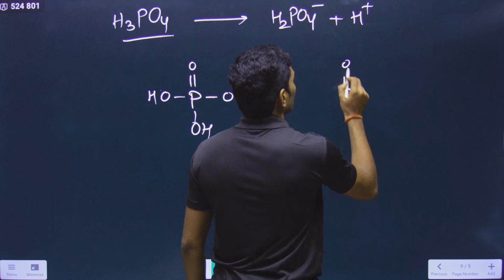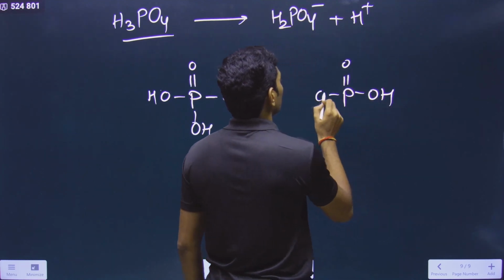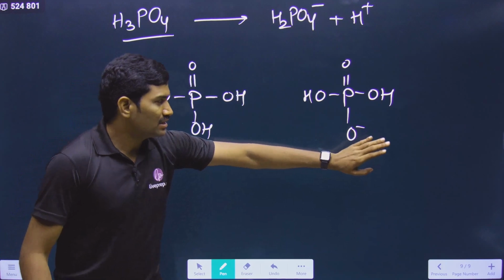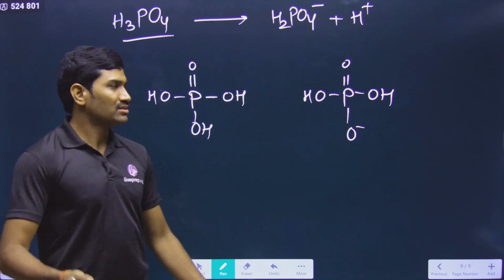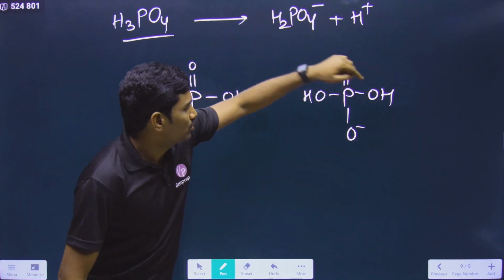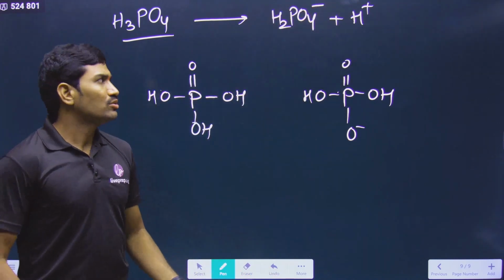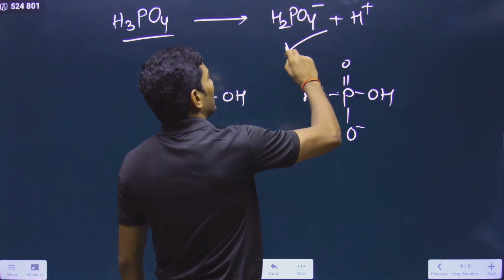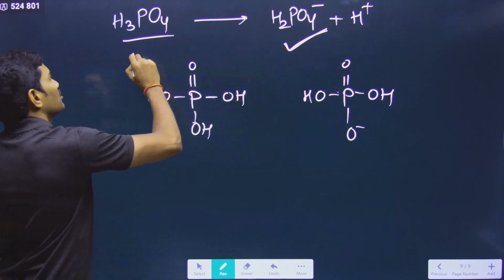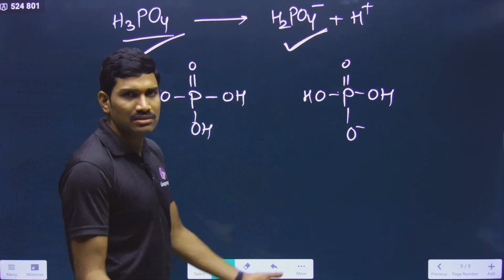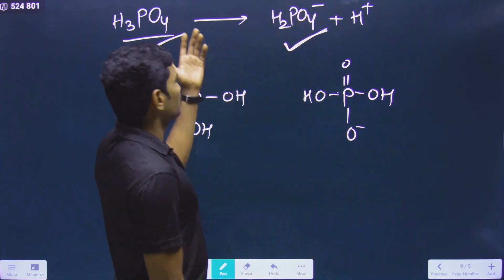P double bond O. This is OH, OH, and you can write it as O minus. Instead of OH, since H plus is removed, it will become O minus. So it is called H2PO4 minus. That's it. This is called phosphate or inorganic phosphate, and this is called the complete one, phosphoric acid. You can write this one or this one, anything you can write.